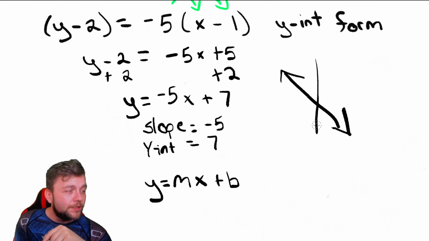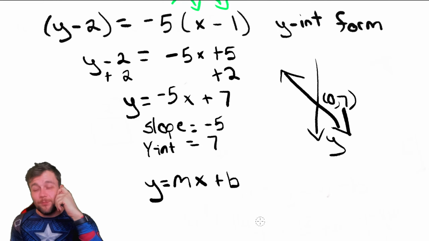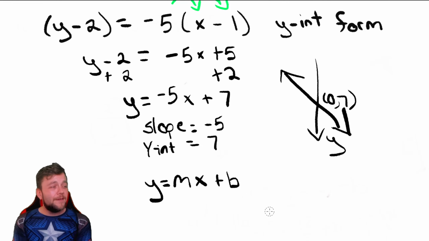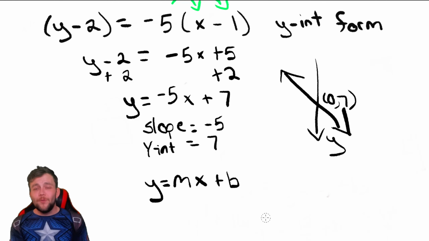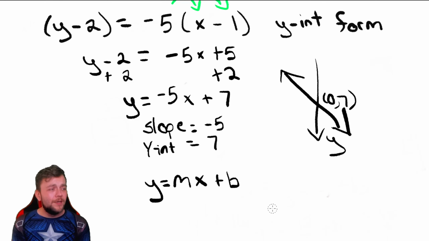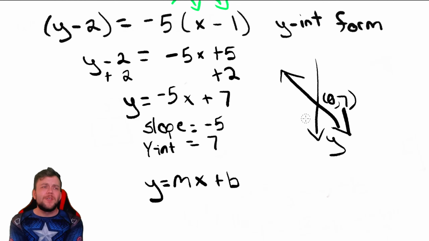It crosses the y-axis. That's the y-axis at the point 0, 7. It goes down from left to right. It's pretty steep with the slope of -5. It's going down from left to right, pretty steep. And that's it. Slope isn't too bad. Just remember, it's the steepness of a line, rise over run. Your change in vertical over your change in horizontal.